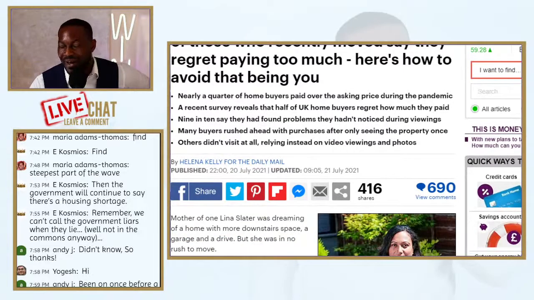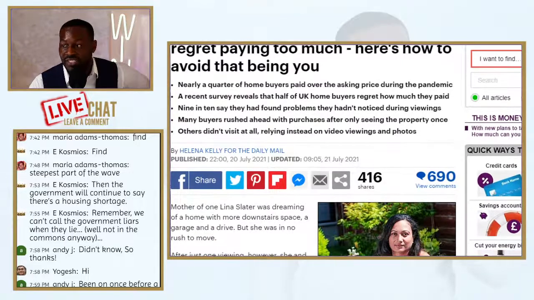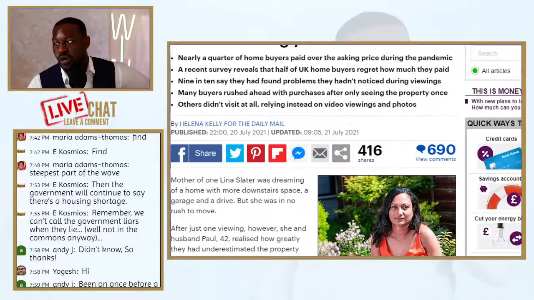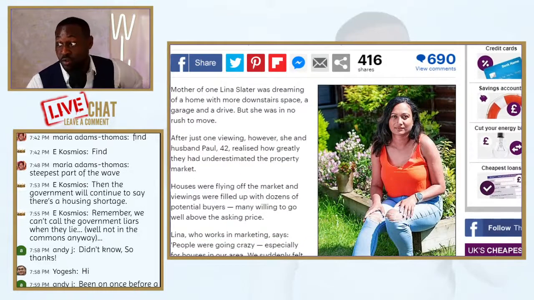Nearly a quarter of home buyers paid over the asking price during the pandemic. A recent survey reveals that half of UK home buyers regret how much they paid. 9 in 10 say they had found problems they hadn't noticed during viewings. Many buyers rushed ahead with purchases after only seeing the property once. Others didn't visit at all, relying instead on video viewings and photos, because that's what you got told by estate agents. You can't view. You got told by estate agents, we can do a virtual viewing. Some people, like I said about surfing, love to relax on the beach when really they need to be active in the sea.